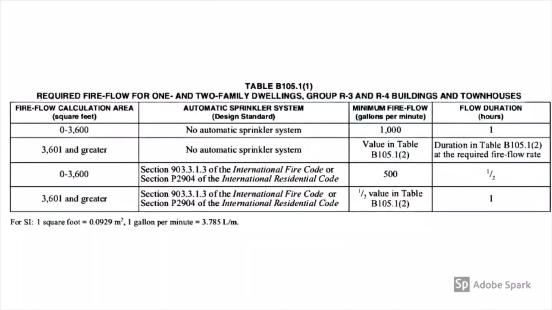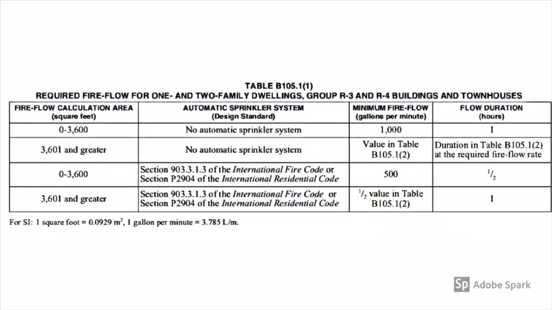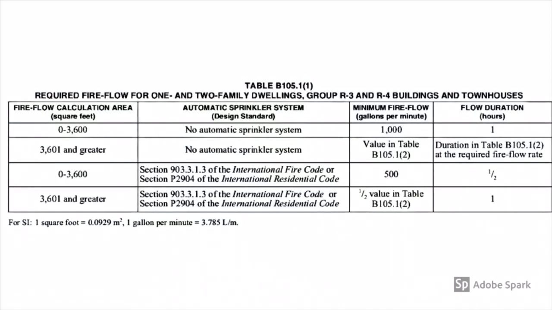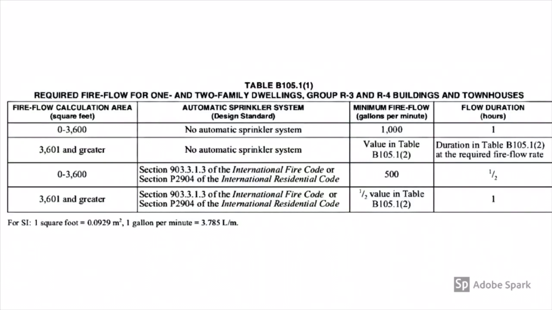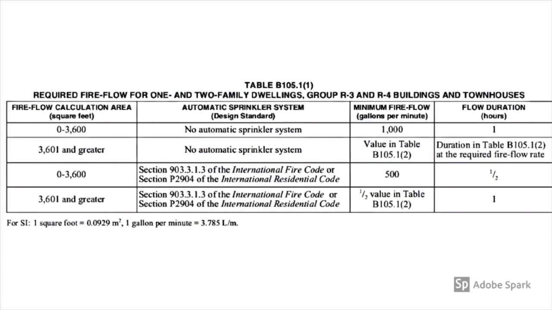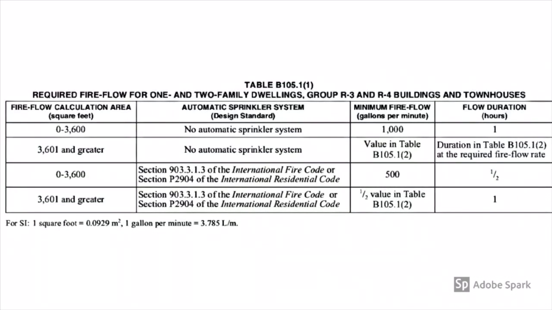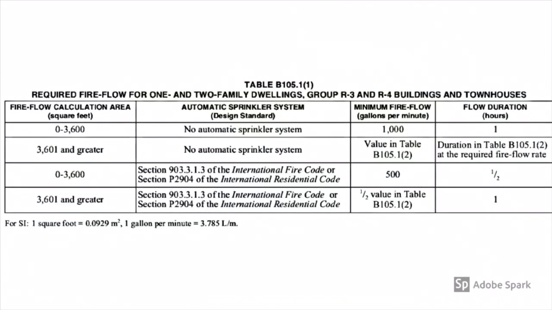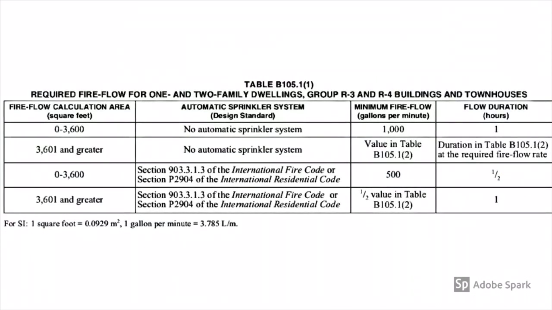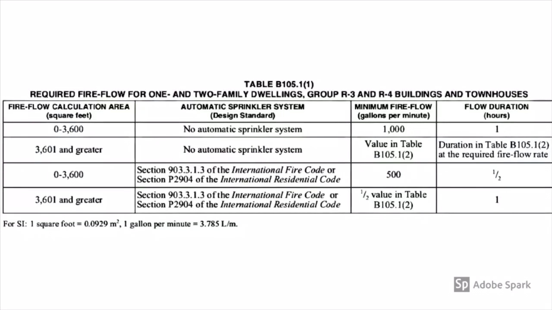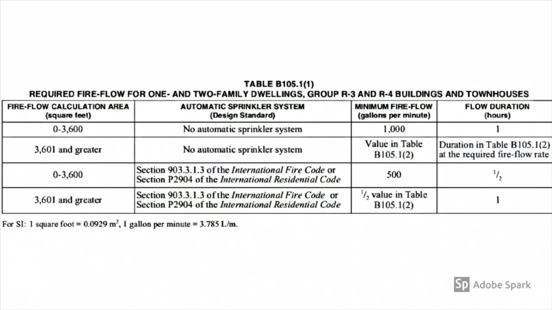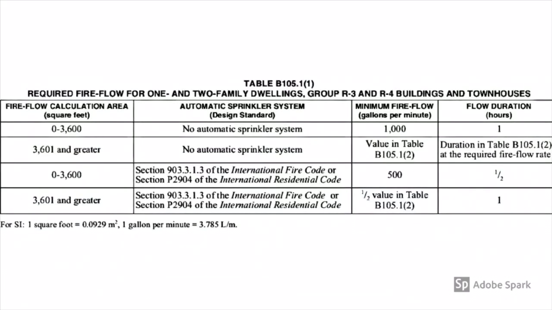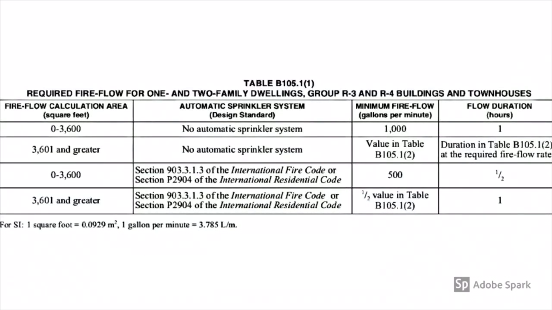Here you see the fire flow table for one and two family dwellings, Group R3 and R4s, and townhouses. Up to 3,600 square feet in size, you've got a fire flow requirement of 1,000 gallons a minute for 1 hour at 20 psi residual. Greater than 3,600 square feet, you're going to have to go by the commercial table that we'll see next. If you install a 13D sprinkler system, then you can cut the fire flow requirement in half, as you'll see below.